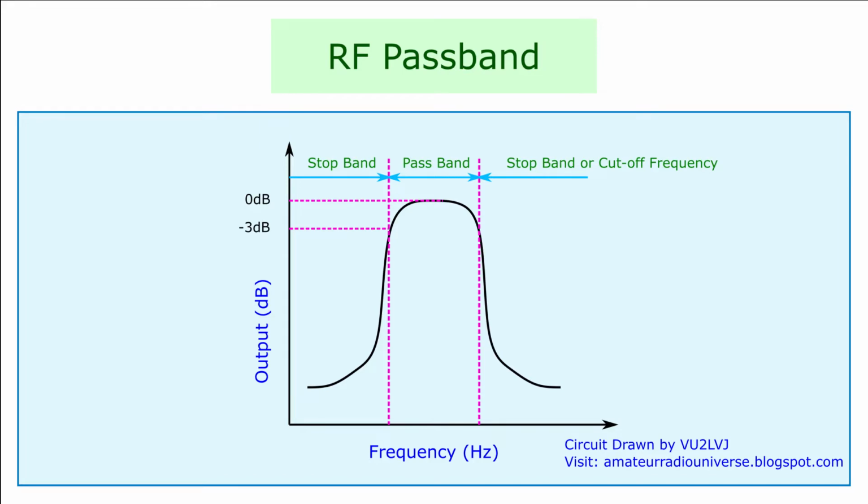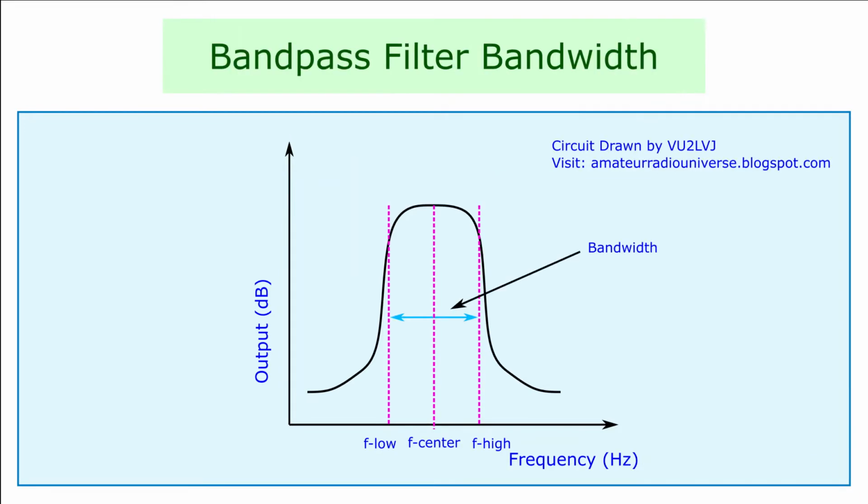An ideal bandpass filter has a flat pass band and passes all frequencies within the pass band to the output and does not have any gain or attenuation. It attenuates all frequencies beyond the cutoff frequency to which it is designed. The band of frequencies that the filter allows to pass through without attenuation is called the bandwidth. It is the difference between the upper and the lower cutoff frequencies.